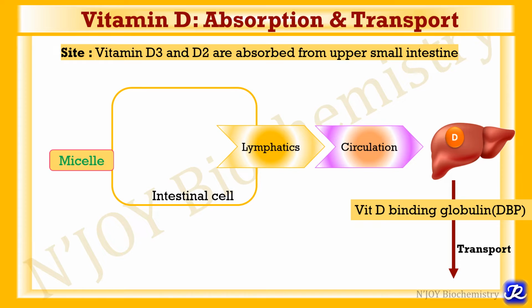In the liver it is stored, and again from the liver it is transported by binding to vitamin D binding globulin, which is also called DBP. As it is fat soluble, it requires a transport globulin, that is vitamin D binding globulin.